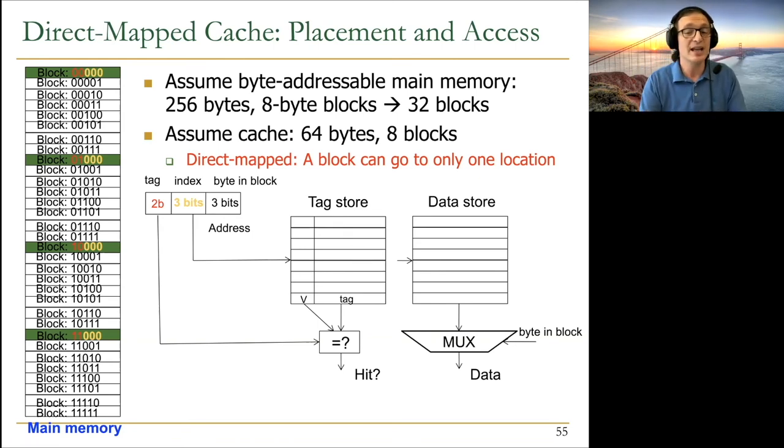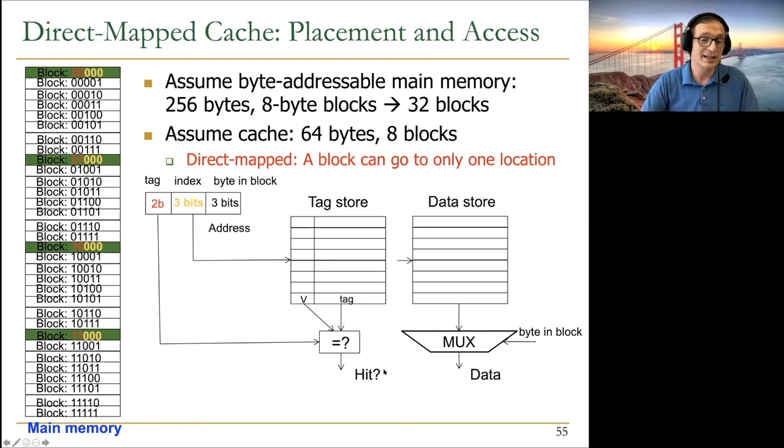So if you get a miss, then what do you do? You bring the block, 8 bytes, into the cache. Basically, you set the valid bit to 1. You set the tag bits to 0, 0, 0, if it's block 0. And you write the data into the data store. That's how you update the cache. And you could keep updating the cache whenever you get a miss, basically.